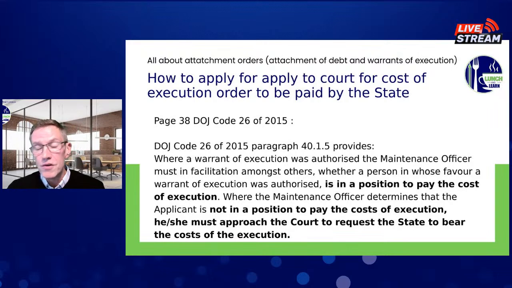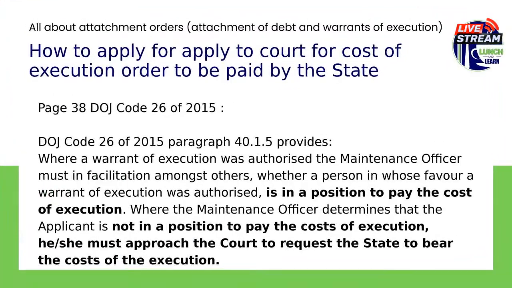I want to refer you to the DOJ Code 26 of 2015, which is basically prescribed rules that is used by the personnel of the Department of Justice. That's basically a guideline that the clerks need to use. And this is now pertaining and leading into the costs. Because, like I said, most often it is expected from the debtor to pay the costs for the warrant of execution. But on page 38 of the DOJ Code, in paragraph 41.5, it says that where a warrant of execution was authorized by the maintenance magistrate, then the maintenance office should inquire from the parties if they are in a position to pay the cost of the execution.